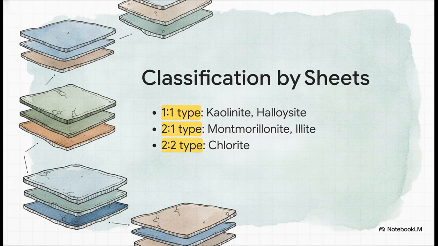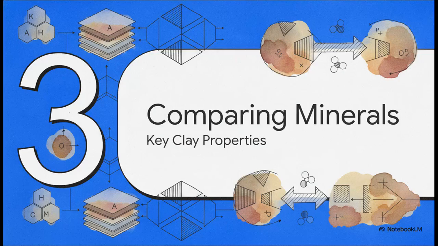The layers in these structures are all bound together by shared oxygen atoms, and it's this exact arrangement that dictates absolutely everything about how the clay is going to behave in the real world. Section 3. Comparing key clay minerals. Let's see how these structural blueprints actually manifest, because this is where the geometric theory translates into real-world soil behavior.